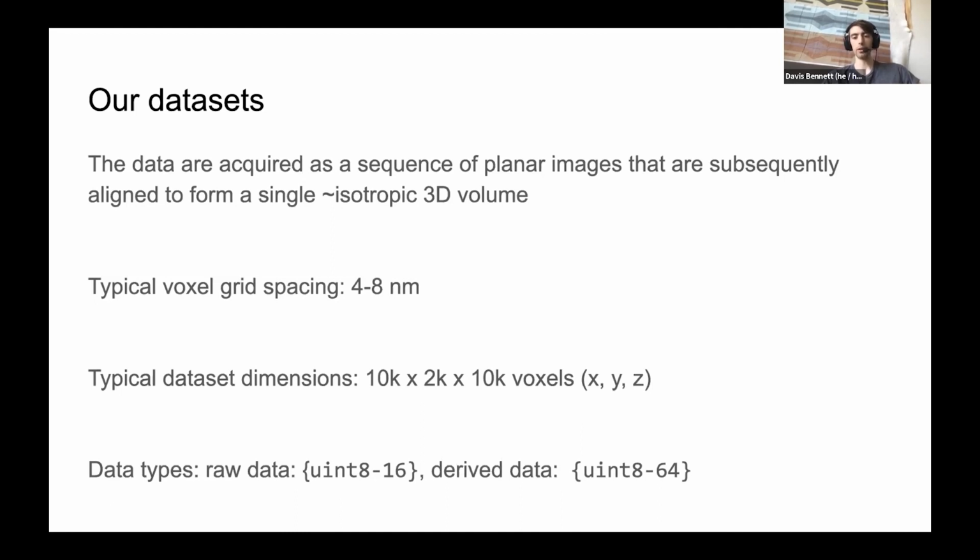And so our typical data set dimensions are on the order of 10,000 by 2,000 by 10,000 voxels. And that's in X, Y, and Z. And as for the data types we work with, the raw data is actually acquired as a 16-bit integer because it's converted from a voltage to an int. And then we often receive it in the form of an 8-bit integer. The actual bit depth isn't much more than 8 bits. And then we generate a lot of derived data that is unsigned integer types from 8 to 64. And we're trying to scale back on our production of uint64s because they're very big.